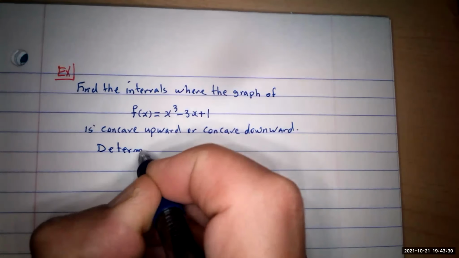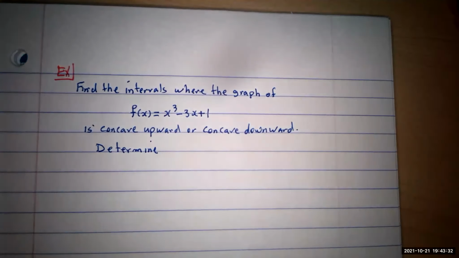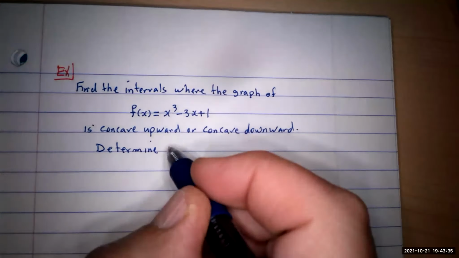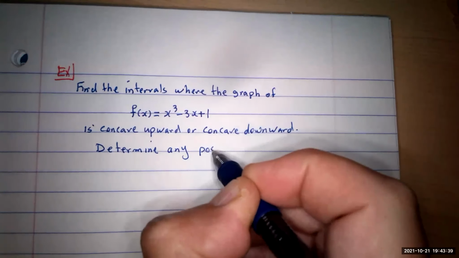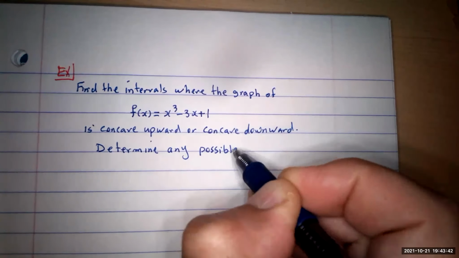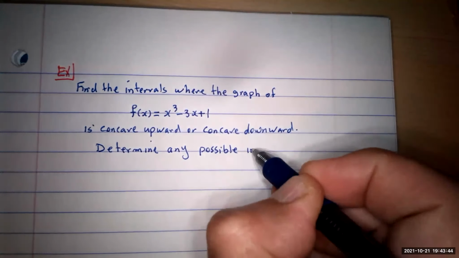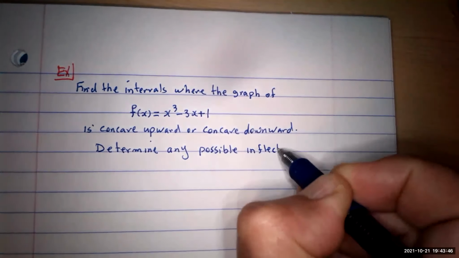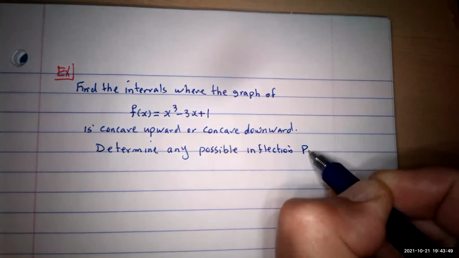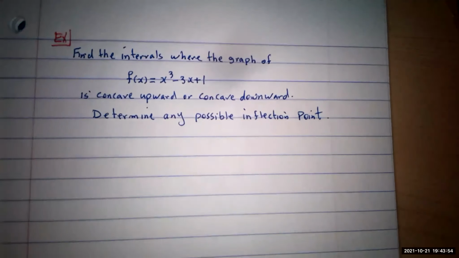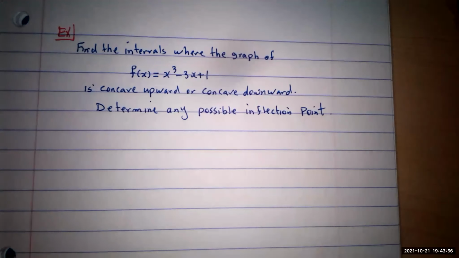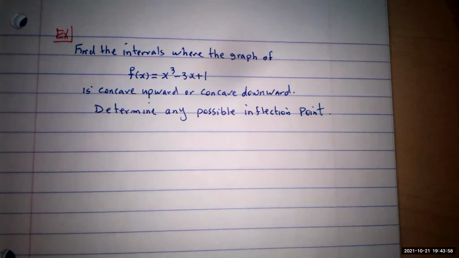Determine any possible inflection point, because you may not get one. This is the type of question that you have for concavity. So nothing to do with f prime. You need f double prime.